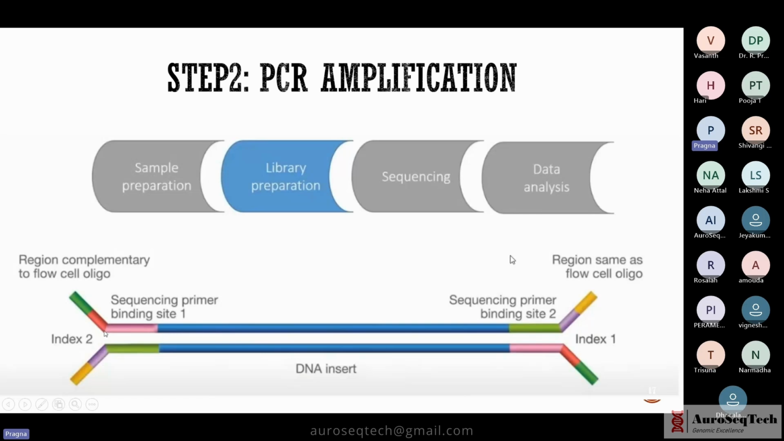Then it has the index 2, and here it has the index 1. These are nothing but the I5 and I7 indexes. Then followed by it has a primer binding site. This is where the primer can come and bind and then sequence the DNA fragment.